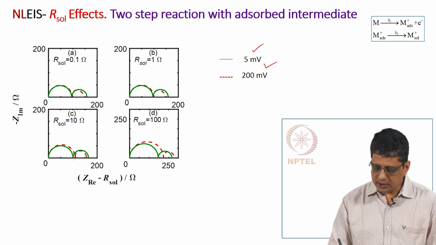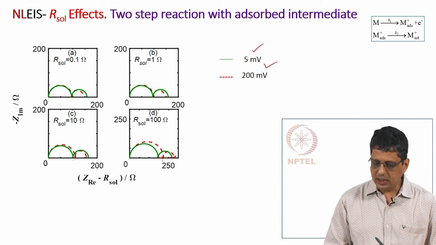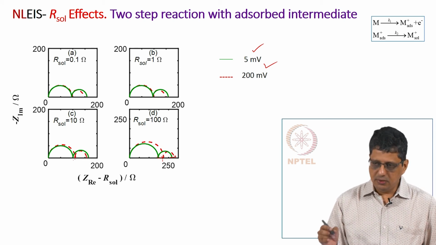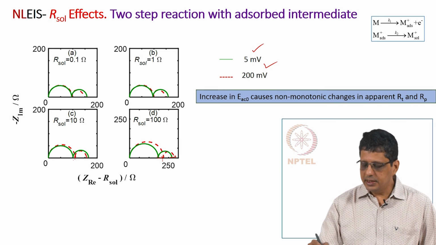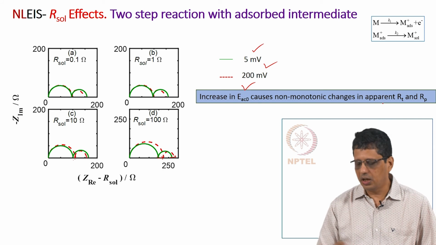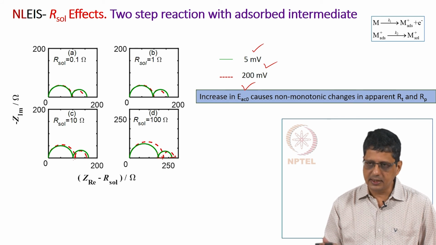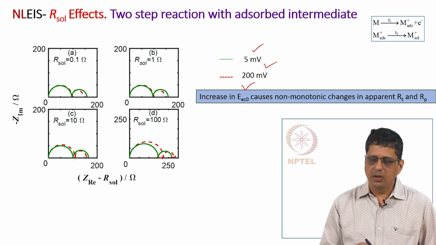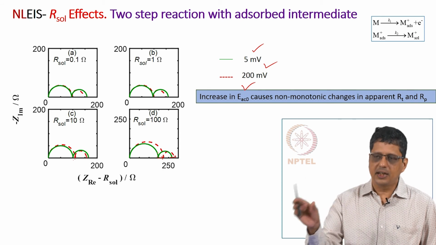At 100 ohm, charge transfer resistance increases, polarization resistance increases. So, what that means is, when you change the solution resistance, when you go to large amplitude perturbation, you do not always have a monotonic trend. Increase in E AC 0 causes non-monotonic changes in apparent RT and RP values. Some cases it looks like it is more or less same, some cases it looks like increases, some cases it might show a decrease, but it will cause a change. All that it means is, you can't just take a solution resistance and add it at the end.